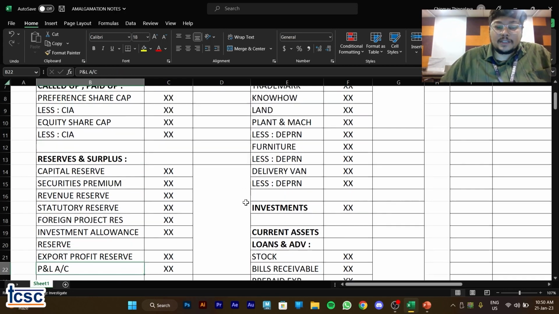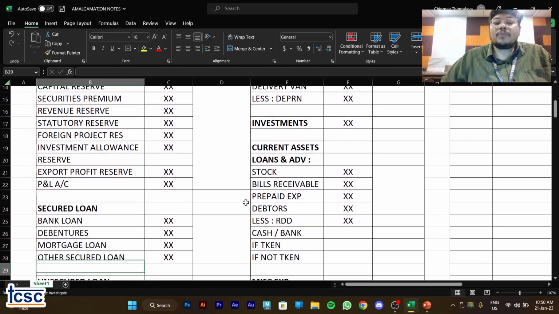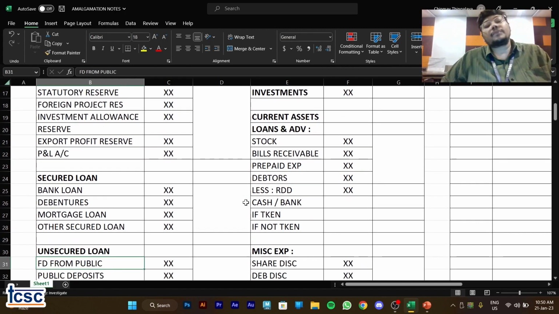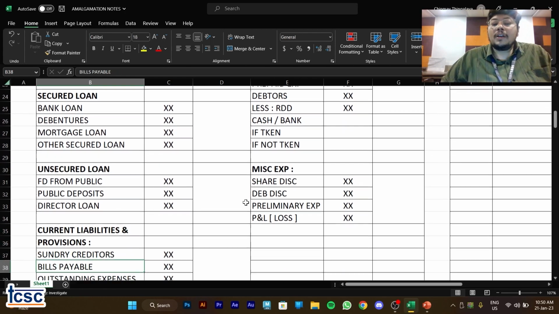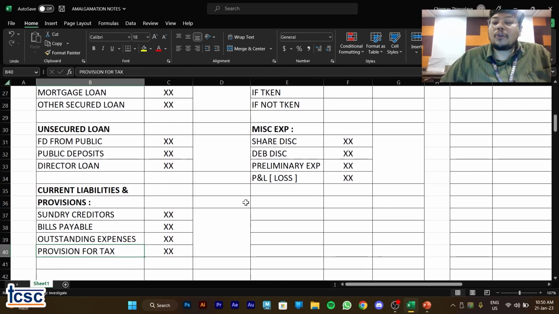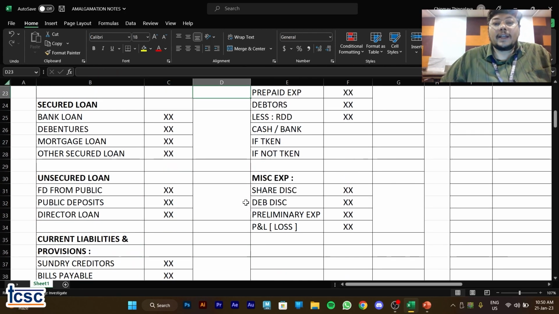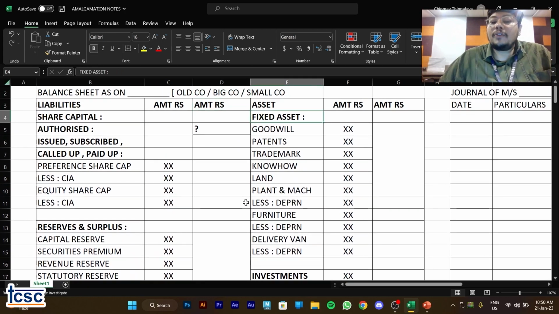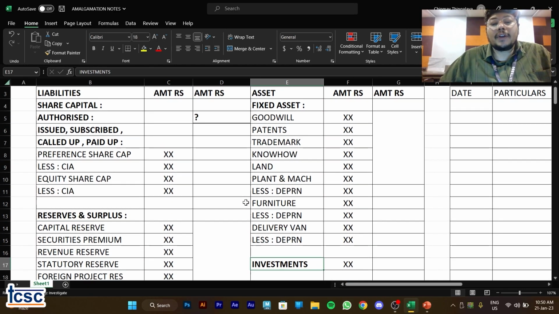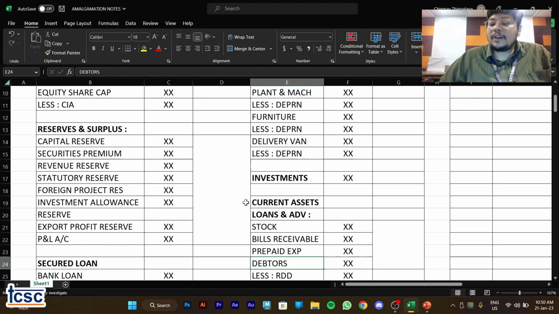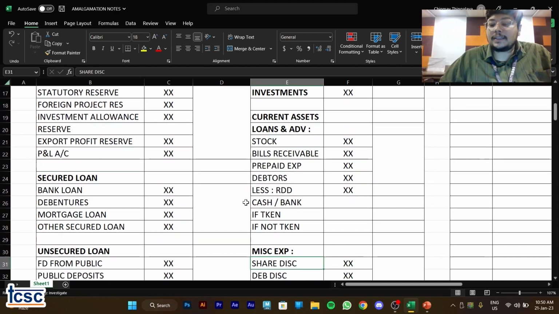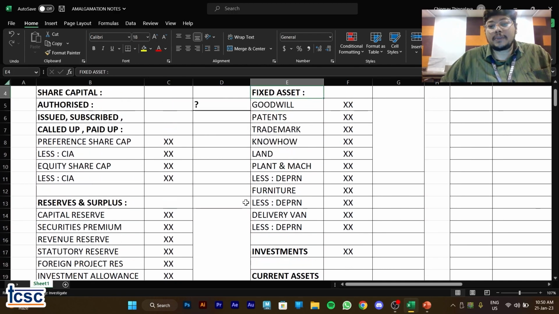Then we have reserves and surplus. Then we have something called unsecured loan. We have unsecured loan, current liabilities, and provisions on the liability side. On the asset side, we have fixed assets, investments, current assets, loans and advances, and miscellaneous expenses.